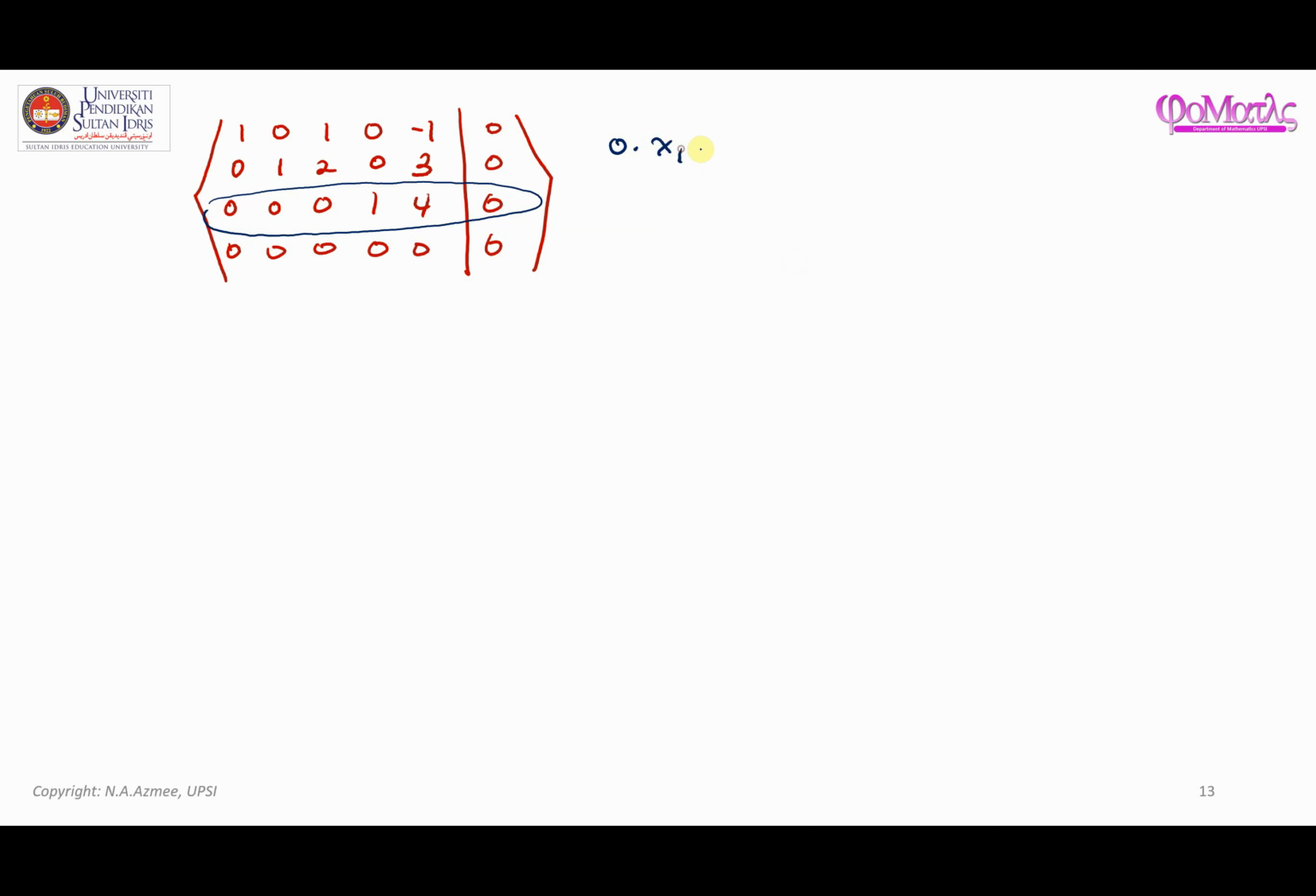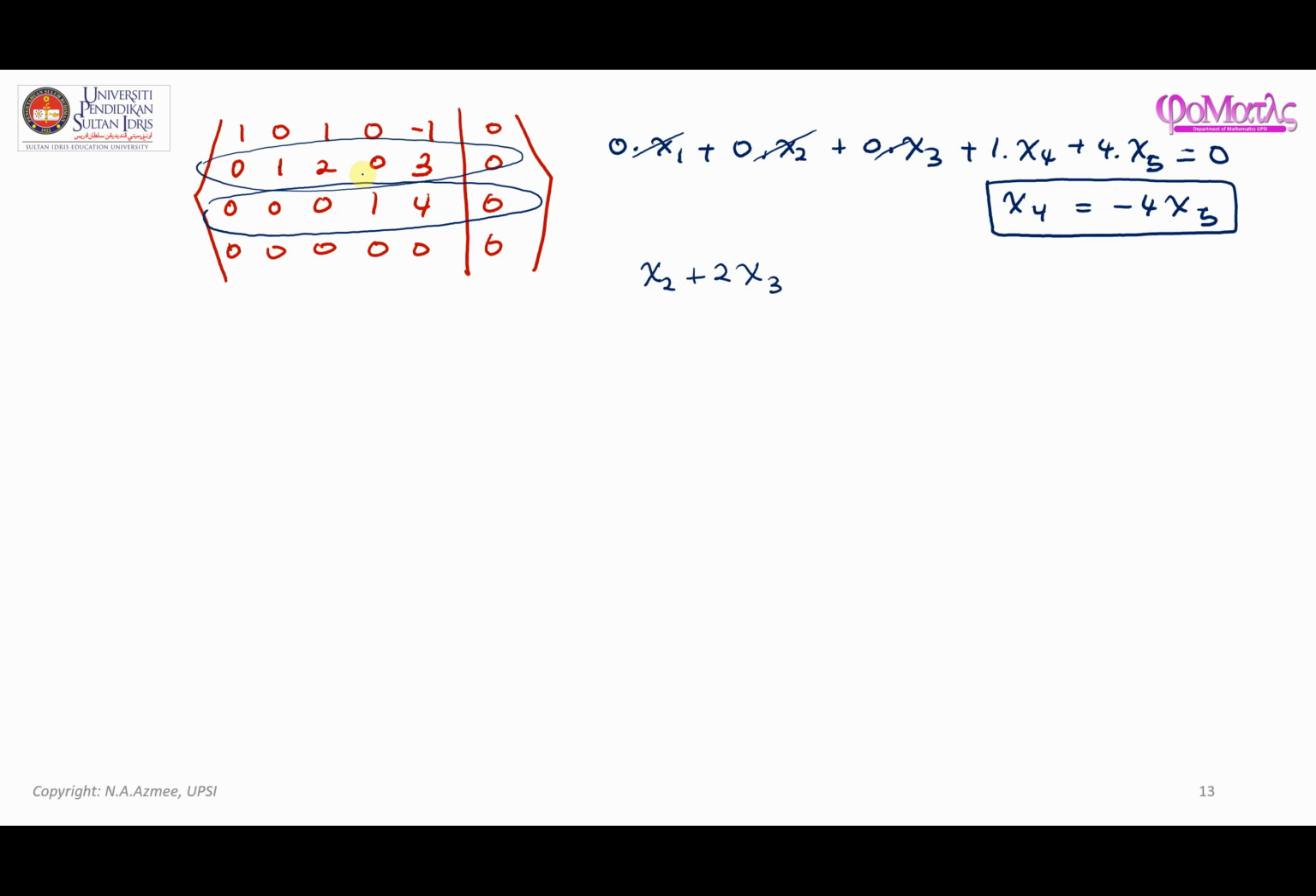Next is this part here, which means you have, well, 0x1 is 0. So here I have x2, 1 times x2 plus 2x3. I'm just skipping this long part here, I'm just going to consider it straight away. So here we have 1x2, 2x3, and 3x5 is equal to 0. So x2 is equal to negative 2x3 minus 3x5. So this is the second equation.